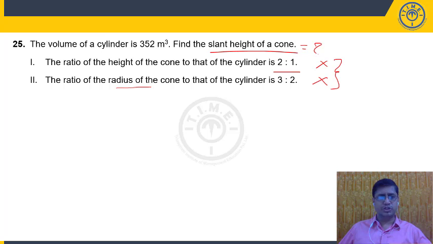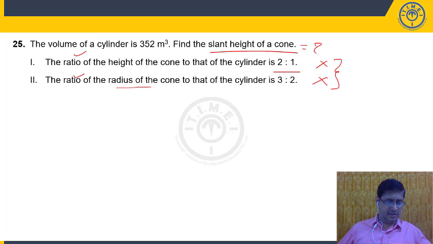Just look at these two statements carefully. When you combine these two statements, is it possible? No, not possible. What is the reason? What is given here? The ratio of the heights and radius is given. So 2x and 1x, and 3y and 2y. Now what about the x and y? It is not possible to find.